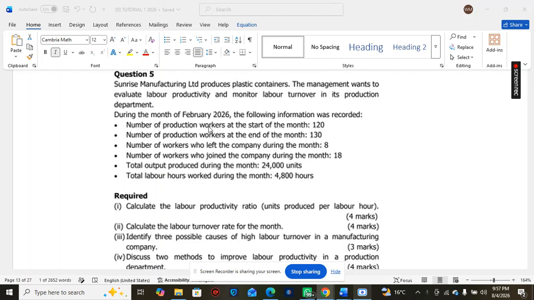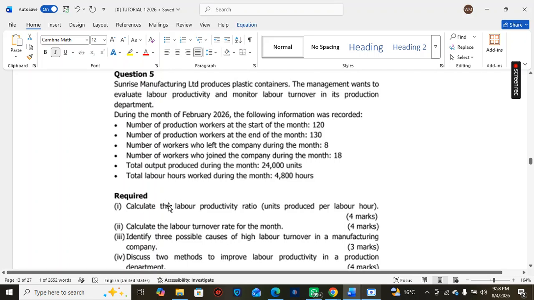Number of production workers at the start of the month, 120. Number of production workers at the end of the month, 130. Number of workers who left the company during the month, 8. Number of workers who joined the company during the month, 18. Total output produced during the month, 24,000 units. Total labor hours worked during the month, 4,800 hours.